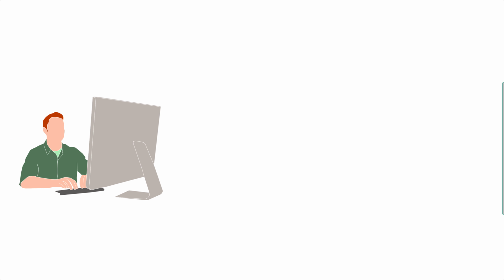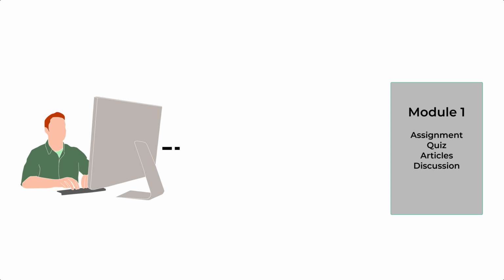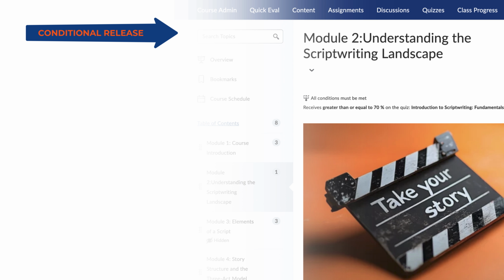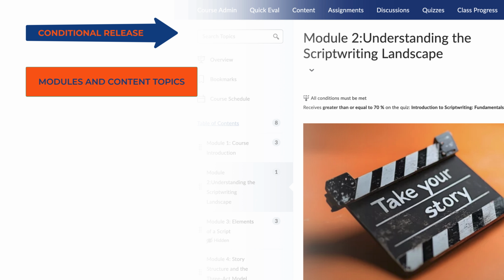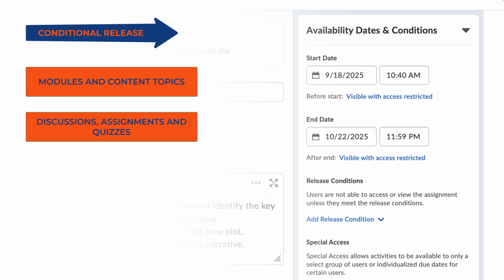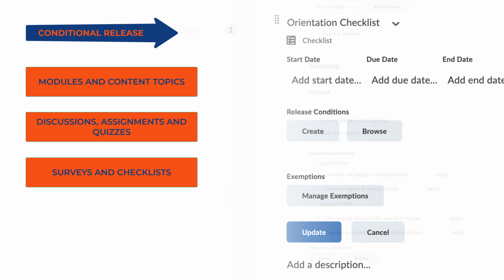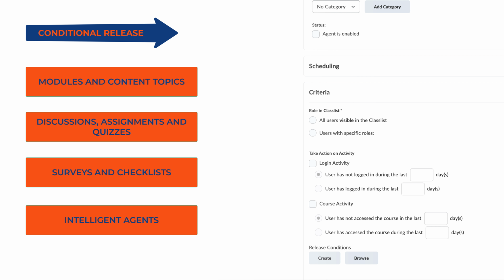For example, you might want to set up a rule that a student must review the syllabus before beginning work on Module 1. In this case, you will set up a conditional release of Module 1 for when the syllabus is reviewed. You could add conditional release in many places across your course, such as modules and content topics, discussions, assignments, and quizzes, surveys and checklists, and intelligent agents.